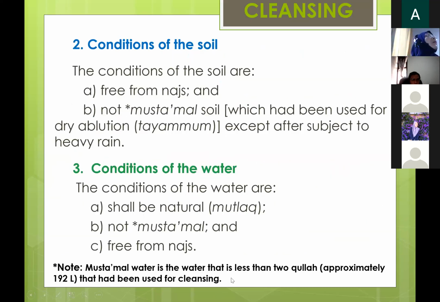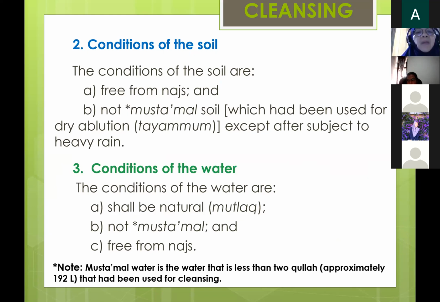I think for today, before I end, there are some terms here like mustakmal water. What is mustakmal water? Mustakmal water is water that has been used. For example, there is also mustakmal soil, but it's not the same as mustakmal water. Mustakmal soil means the soil that has been used for dry ablution. Just now I mentioned it to you, right? If the soil is used for dry ablution, you cannot reuse that soil for sertu.